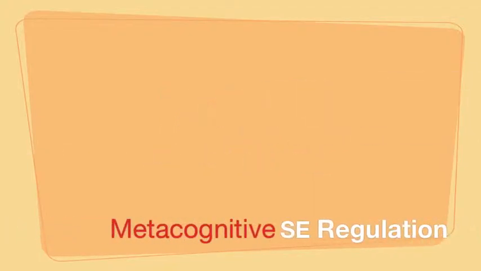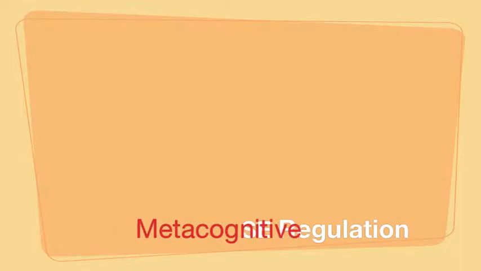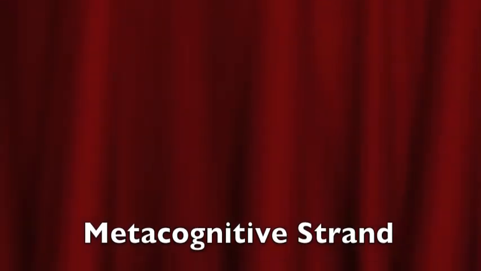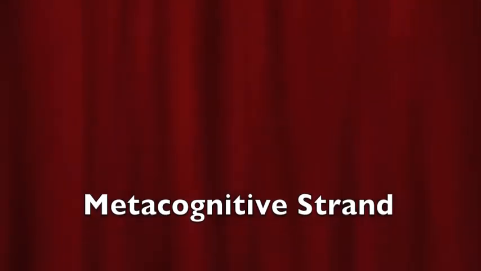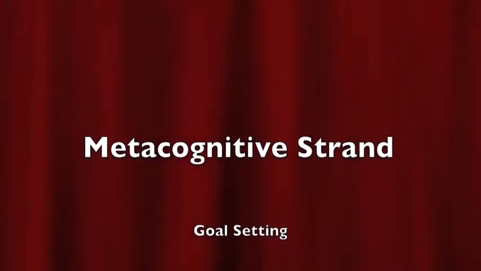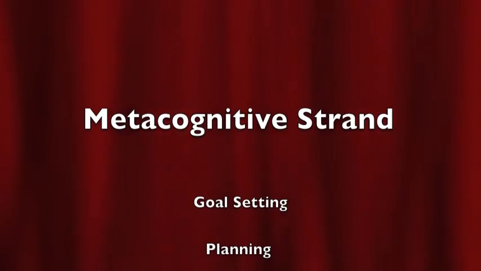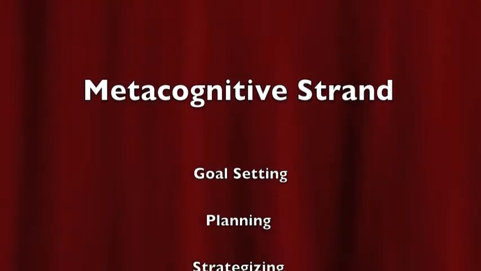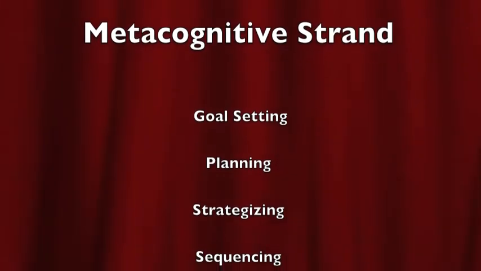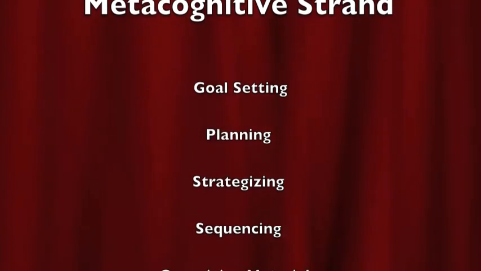There are two strands for describing executive function issues: the metacognitive strand and the social-emotional regulation strand. The metacognitive strand describes the comprehension of information as well as the planning, initiation, maintenance of, and completion of tasks. As educators, we're aware of many of these subtopics: goal setting, planning, strategizing, sequencing tasks, the organization of materials, and time management are ones we frequently see in the classroom.